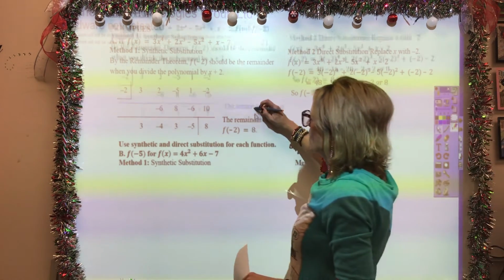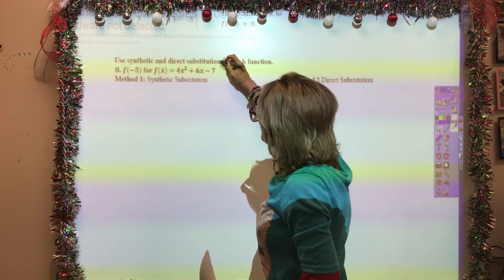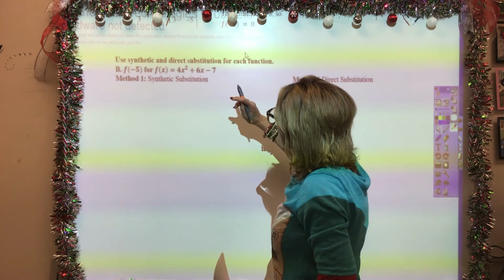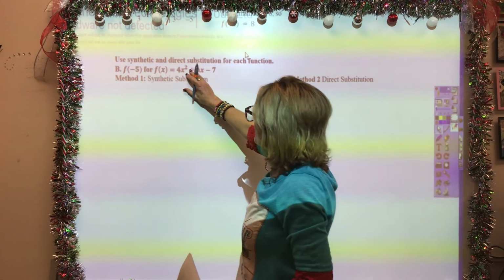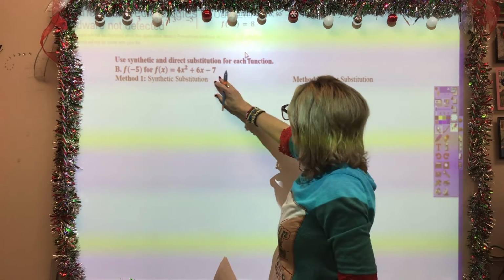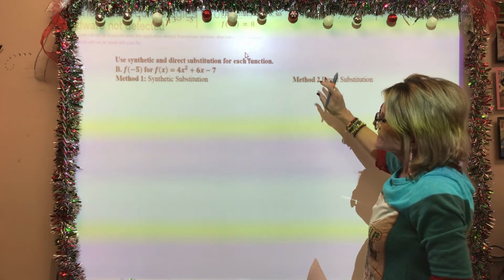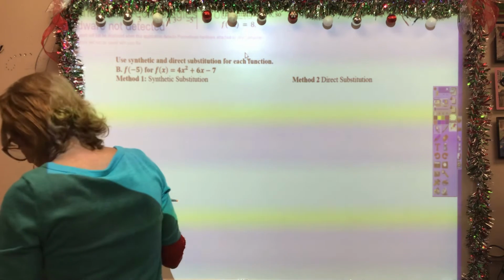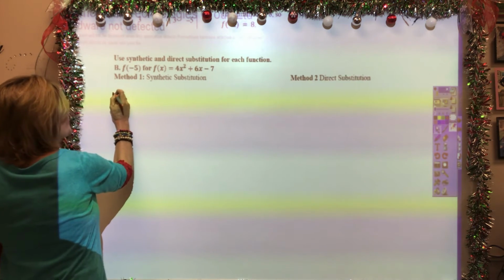So let's try one. We want to know, by using synthetic and direct substitution for each function, we want to find f of negative 5. In other words, we want to find the remainder, or what we get when we plug negative 5 into the function. So with the synthetic substitution, we're going to take negative 5 on the outside.